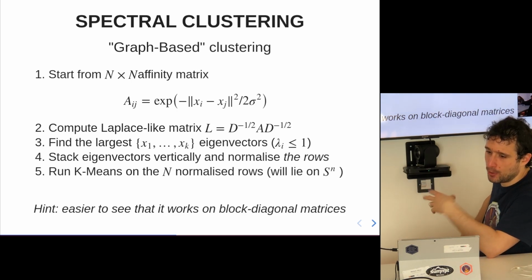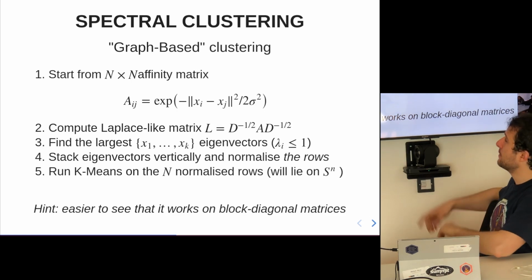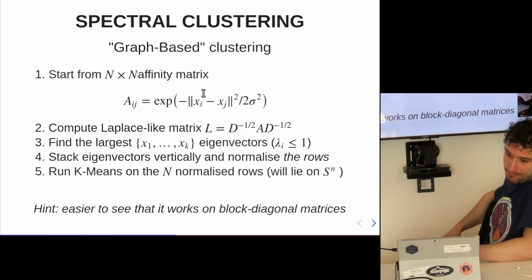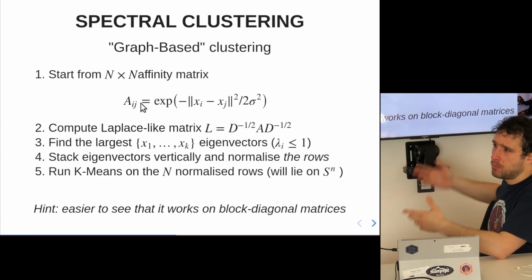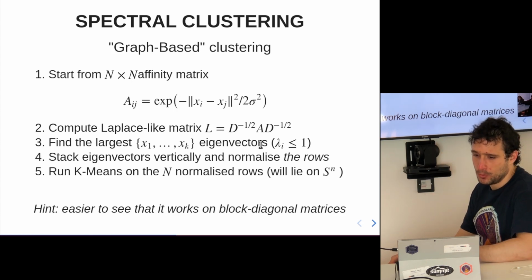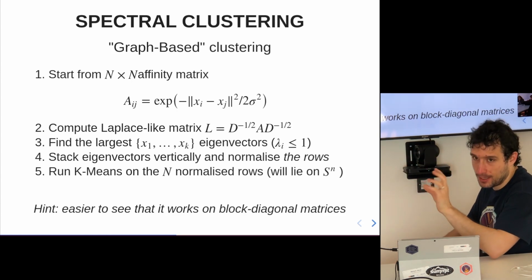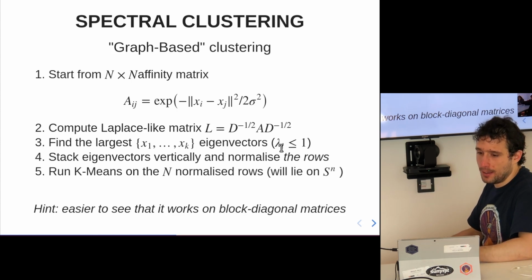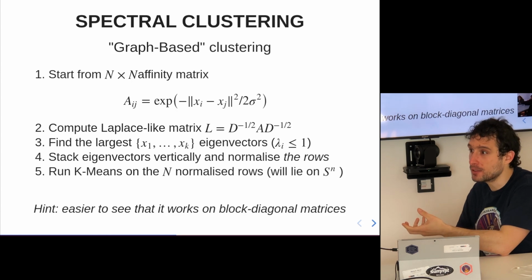It's easier to see that it works on block diagonal matrices. In this case, of course, this expression is not going to give you a block diagonal matrix. But you can expect that, for example, when xi and xj are far apart enough, this Aij is going to be small enough. And so if you think about A as a block diagonal matrix, it's easy to notice that for each of the blocks you have an eigenvector which has an eigenvalue which is 1. So basically for each of those blocks, which will represent the clusters eventually.